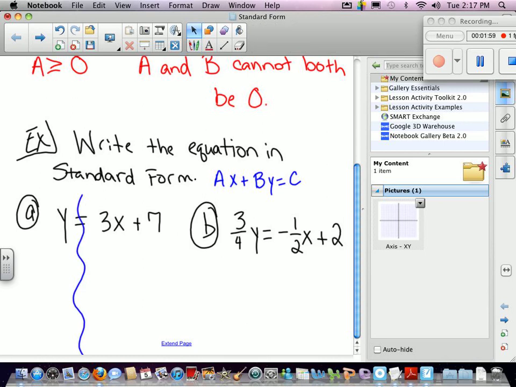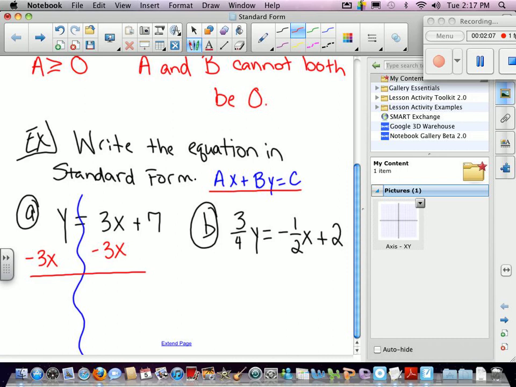And we're going to subtract 3x from both sides. Now if you notice in this standard form, we want x first and then y. So when I do this, it's going to be negative 3x plus y equals 7. Okay. And if you'll remember correctly, I did say that a had to be greater than or equal to 0, which means that a cannot be negative.